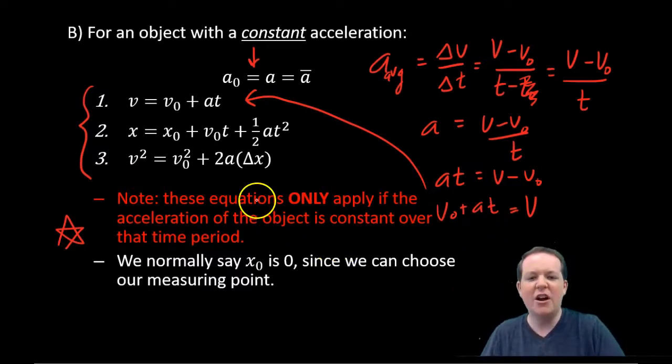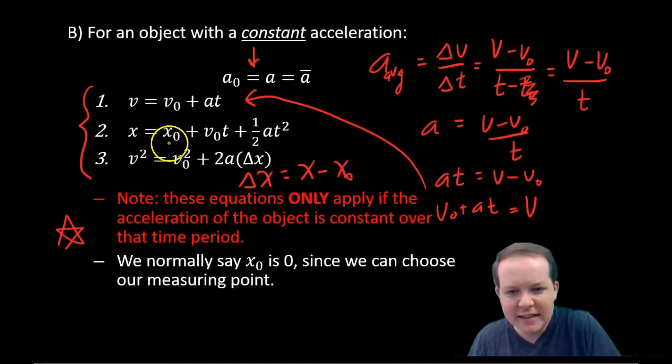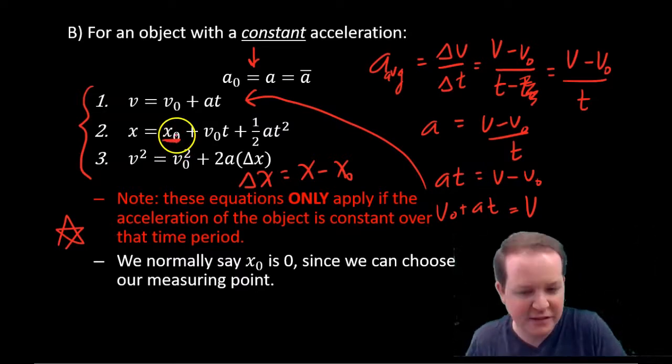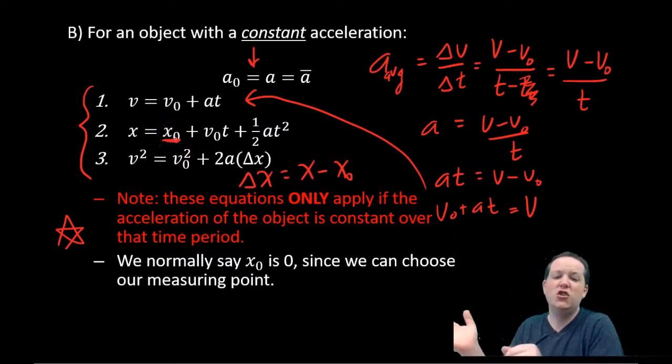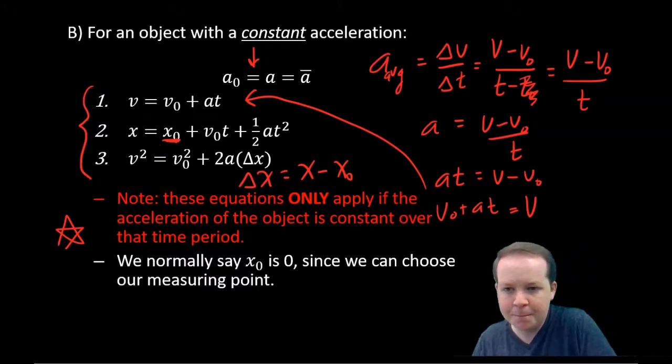Okay. Also, we have this delta x. Remember, technically delta x is x minus x naught. Well, usually we say x naught is equal to 0. So a lot of times in this equation right here, this x naught, we'll just be plugging in the number 0. That's what most conventional textbooks, physics professors, teachers, etc. use. Now, I've gone over that.